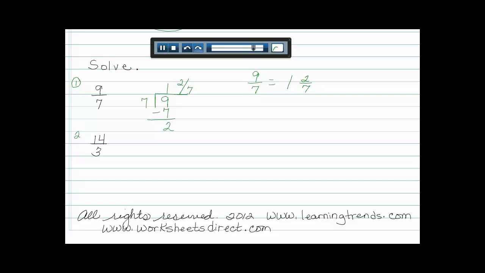Let's try our second and final example, 14/3. We're going to divide 14 by 3. 3 goes into 14 4 times. That's our whole number, 4. 4 times 3 is 12. So we will subtract that, and we have a remainder of 2. We take that remainder of 2 and write it over the original denominator of 3. So 14/3 equals 4 2/3 as a mixed number.